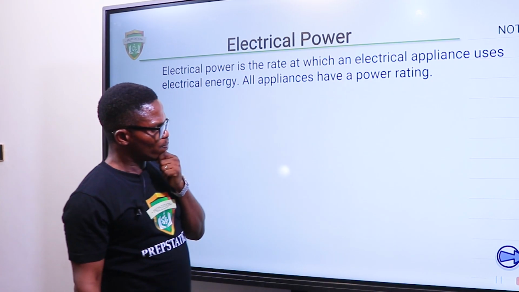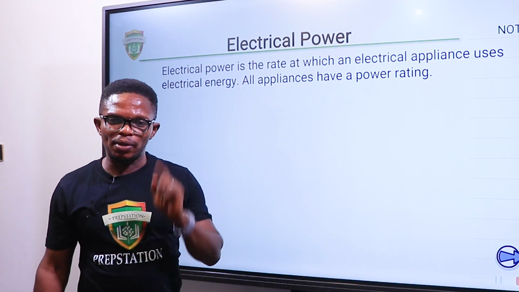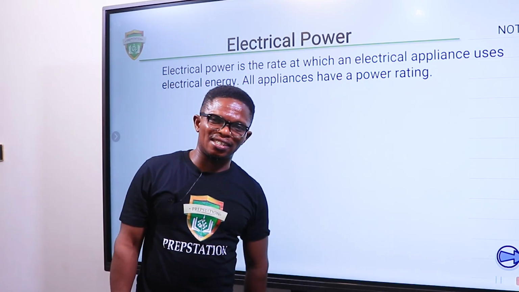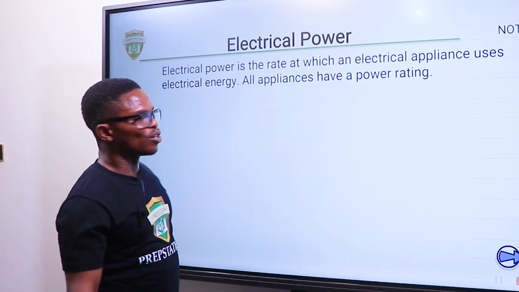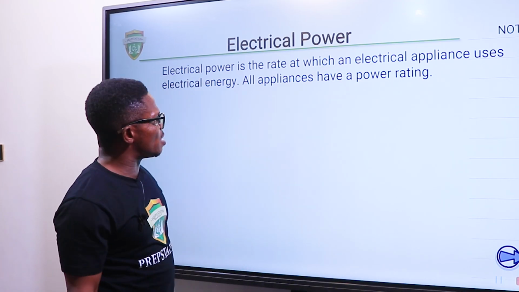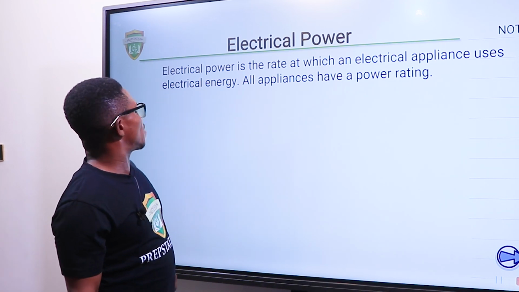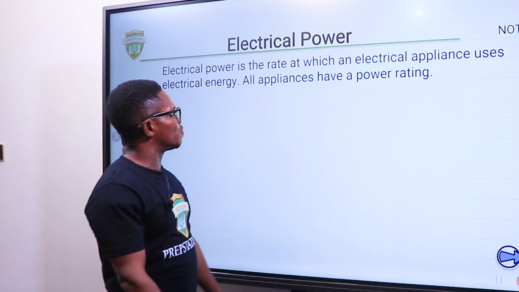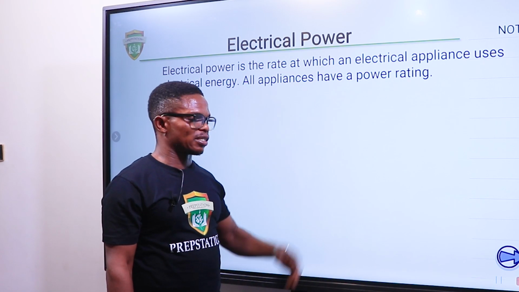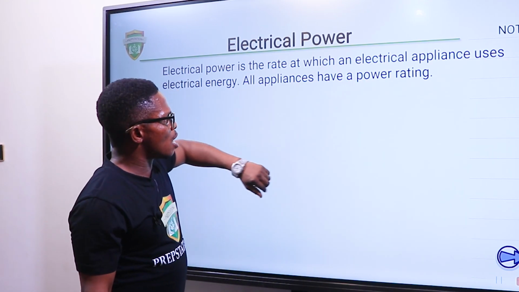Electrical power. I've explained what is current. I've explained what is voltage, potential difference. I've also explained what is resistance. So what is electrical power? Yes, of course, we have electrical energy, so there must be electrical power. Electrical power is the rate at which an electrical appliance uses electrical energy. All appliances have an electrical power rating. Yes, even this device I'm using right now has what is called an electrical power rating.